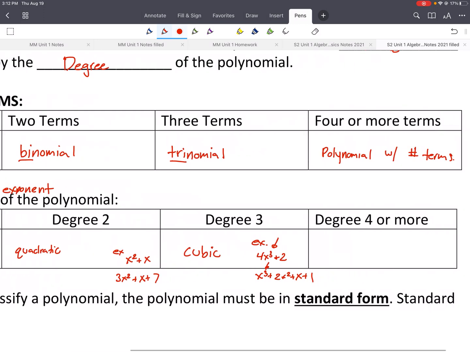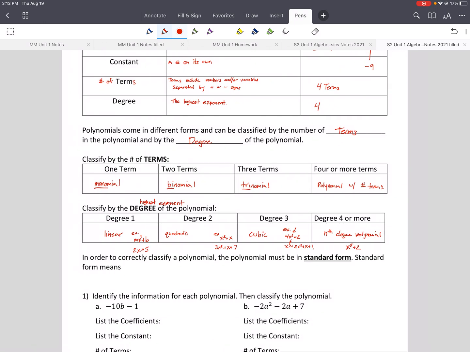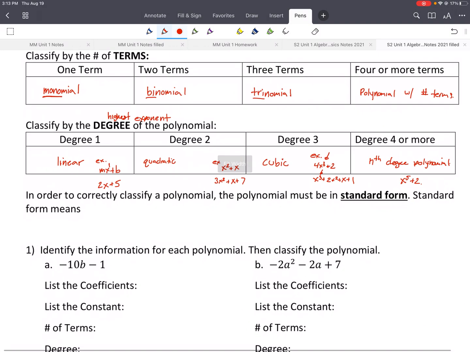And if we have a degree that's more than 4, then we will say like an nth, n meaning any number, so like an nth degree polynomial. So like if you had an example that would be like x to the 5th plus 2, that would be called a 5th degree polynomial. Okay? All right, so being able to classify those, that's just going to take a little practice, memorizing, do some examples. So look for that on the homework and tests.